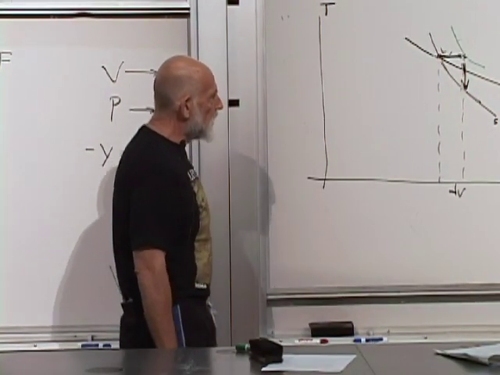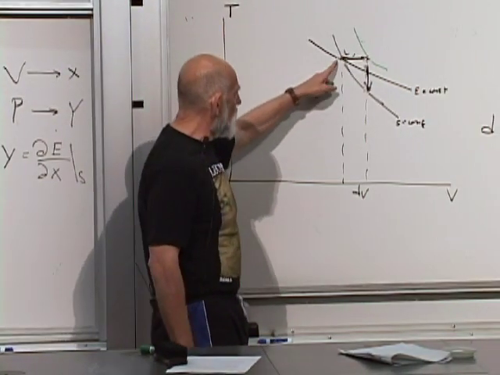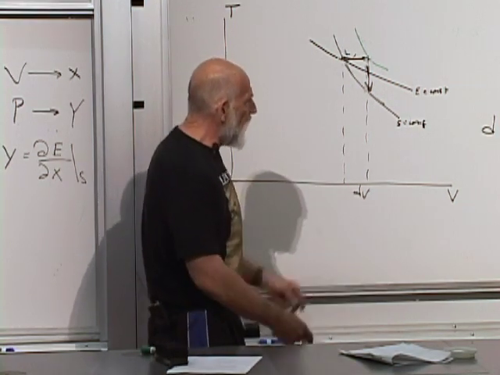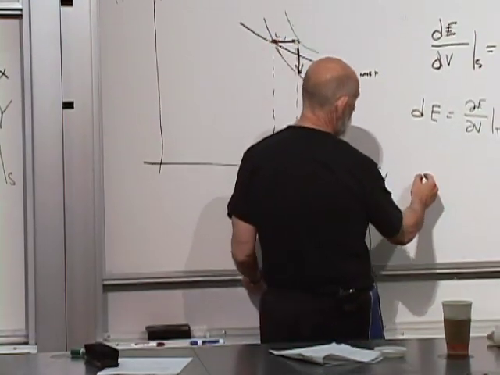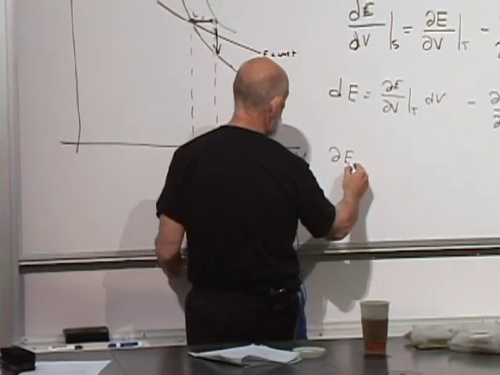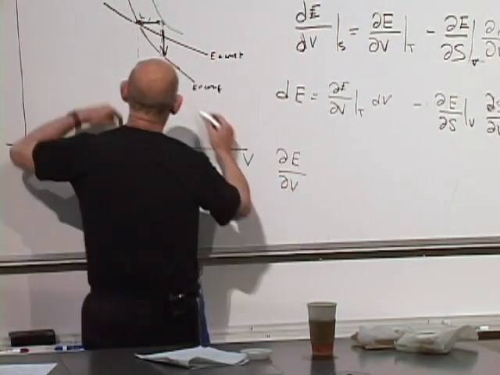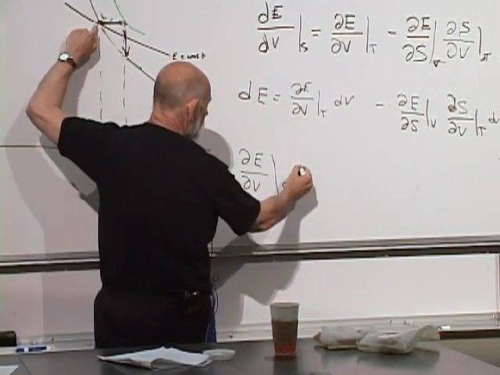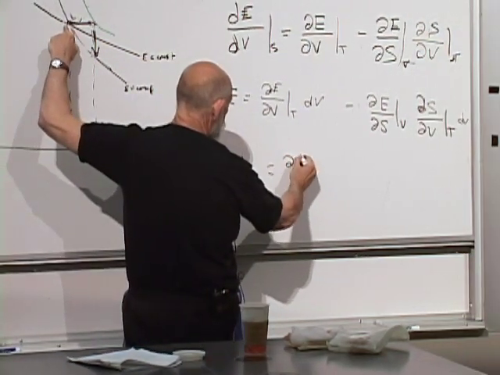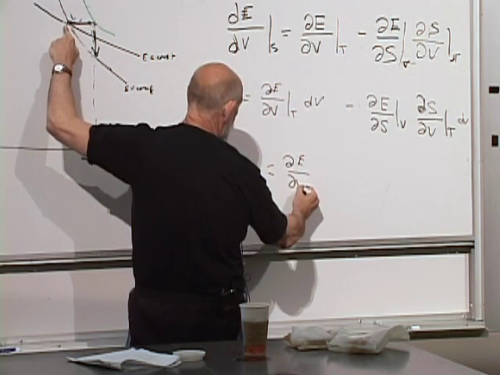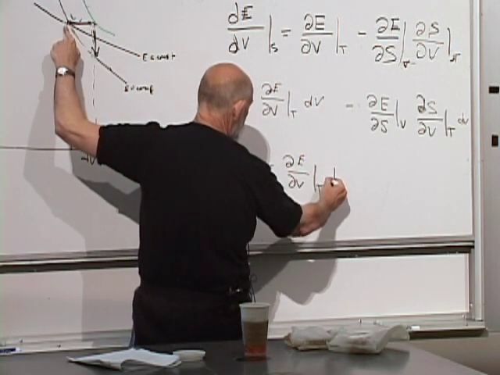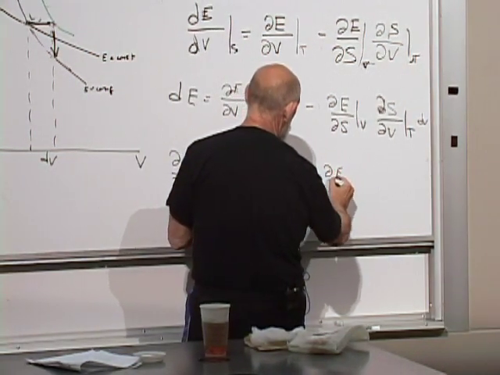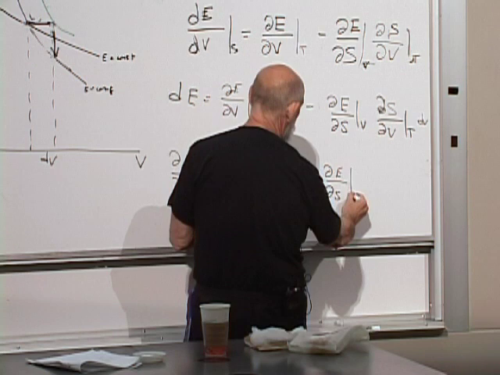No, it's not equal to 0. It's the change in energy in going from here to here. That's what it is. Right? Now if I divide it by d volume, then I get the derivative of energy with respect to volume along this line, which is constant entropy. That's equal to the derivative of energy with respect to volume at fixed temperature, minus the derivative of energy with respect to entropy at fixed volume.